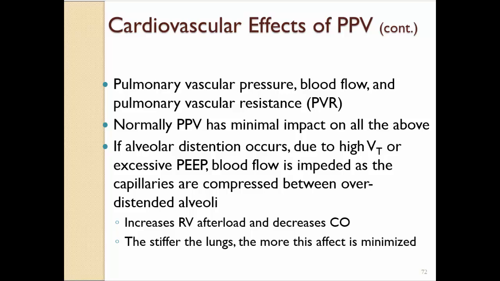Normally, positive pressure ventilation has minimal effect on all the above because we can compensate for it. Or if we use it within reasonable limits, it doesn't cause a problem. If alveolar distension occurs due to high tidal volume or excessive PEEP, blood flow is impeded as the capillaries are compressed between the overdistended alveoli. This increases residual volume and right ventricular afterload, and decreases cardiac output. The stiffer the lungs, the more this effect is minimized.